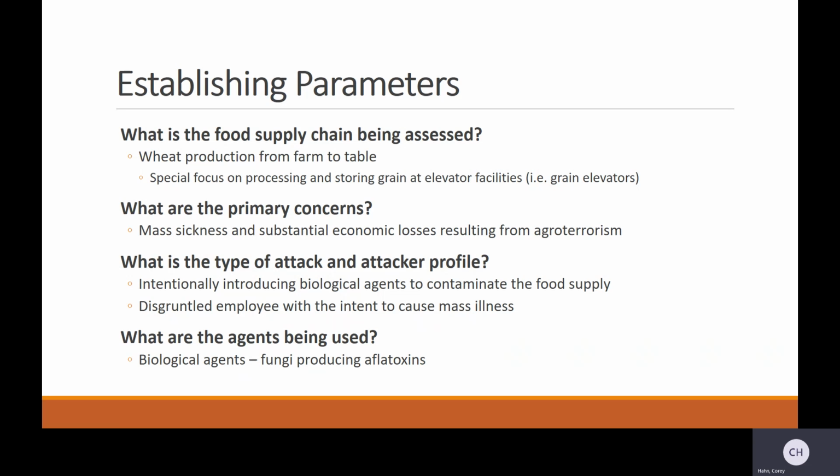The next question is, what are the primary concerns? In short, the highest concerns are mass sickness and substantial economic losses that could result from agritourism. This leads into the next question related to the type of attack and the attacker's profile. For this analysis, I assumed that there was a disgruntled employee with the intent to cause mass illness, and this would be accomplished by intentionally introducing biological agents to contaminate the food supply. And lastly, the specific biological agents used in this scenario were fungi that produce something called aflatoxins.